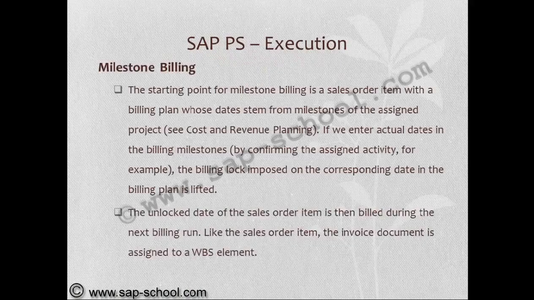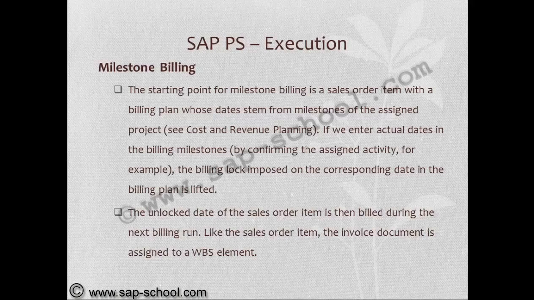Milestone billing. The starting point for milestone billing is a sales order item with a billing plan whose dates stem from milestones of the assigned project. If we enter actual dates in the billing milestone, the billing lock imposed on the corresponding date in the billing plan is lifted. We already saw the milestone assignment date in cost and revenue planning. The unlocked date of the sales order item is then billed during the next billing run.